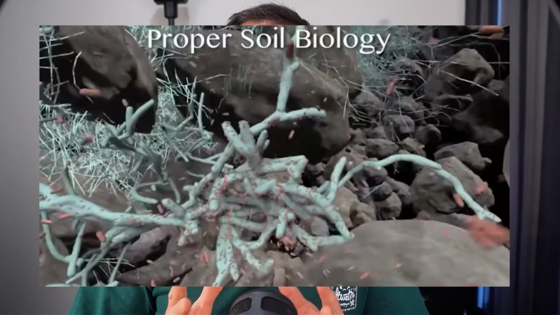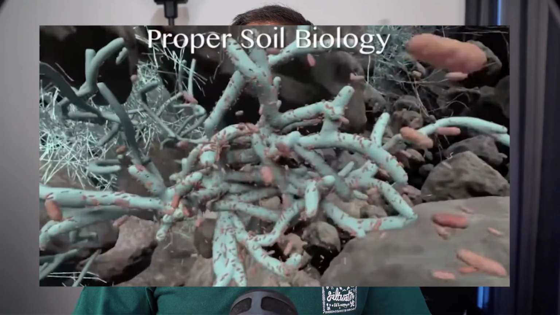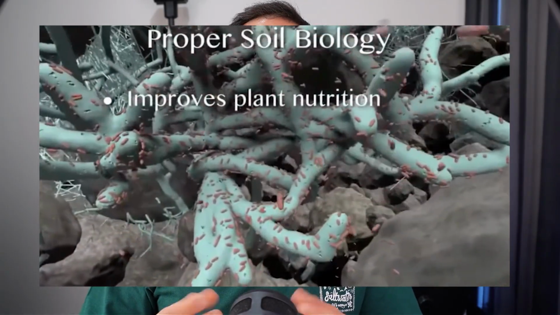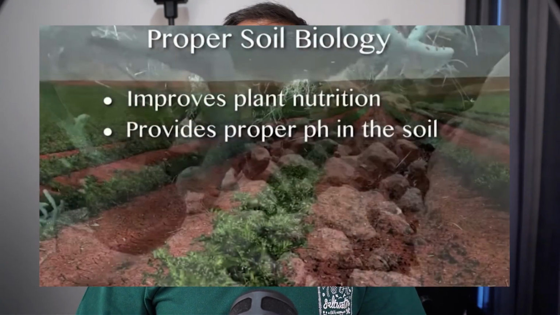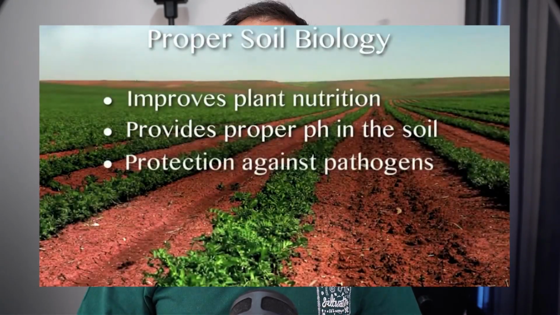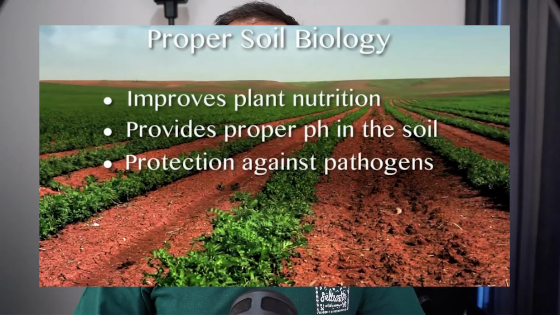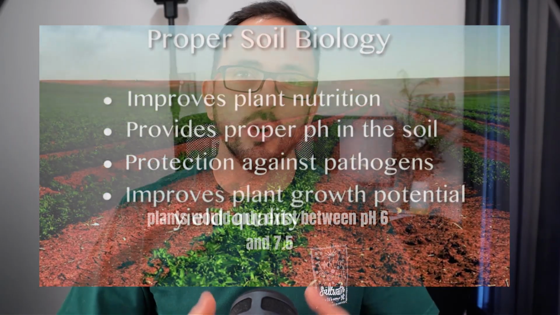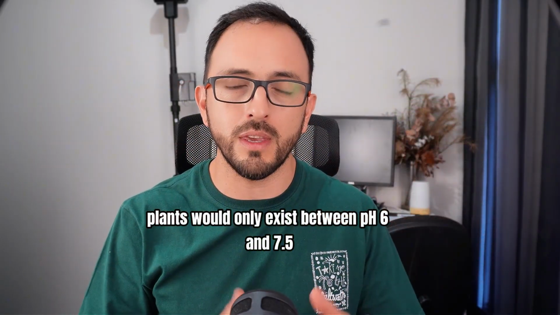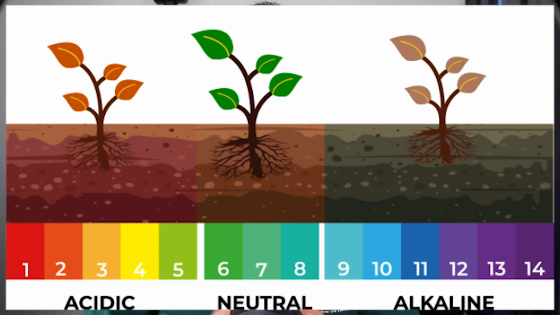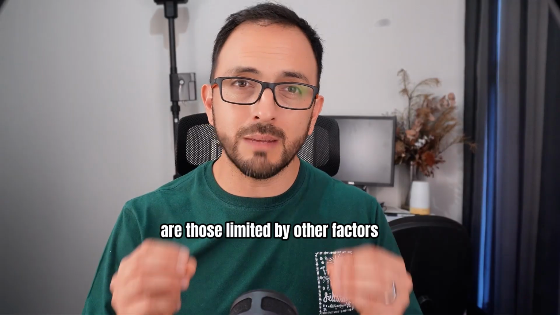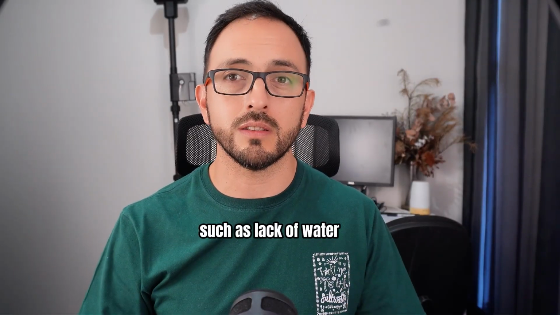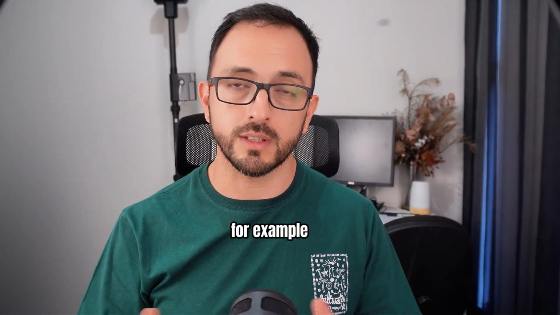If we look at soils in natural ecosystems around the world, we find plants growing across all pH values. And this is very important to understand because otherwise plants would only exist between pH 6 and 7.5. The only places without plants are those limited by other factors, such as lack of water, for example.